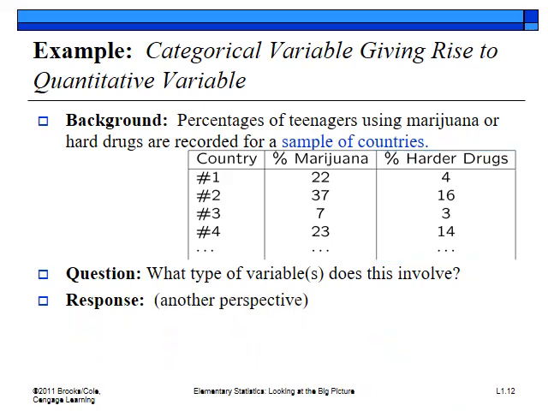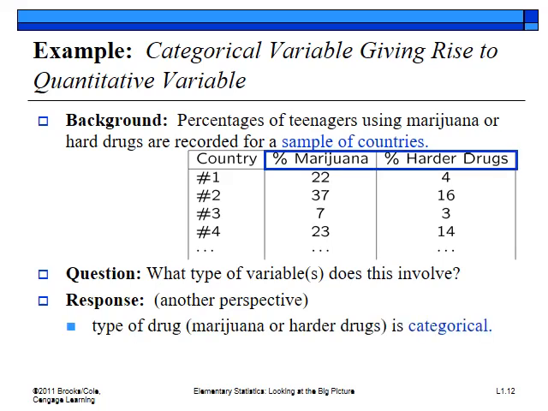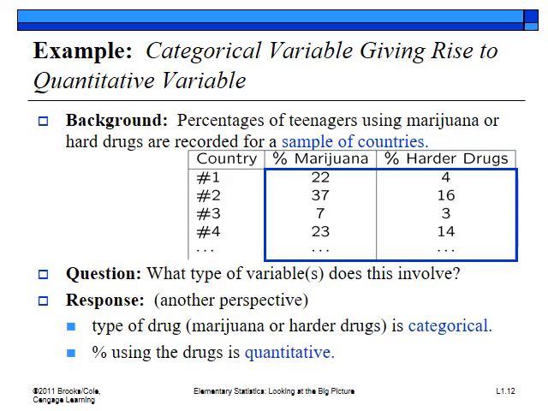Here's another way that we can look at the same set of data. We could treat this as a relationship between a categorical variable, the type of drug, and the percent of teenagers using each of those drugs. As you can see, different situations can be looked at in different ways. The way that we want to look at it will affect the way that we will treat it when we're trying to solve problems.